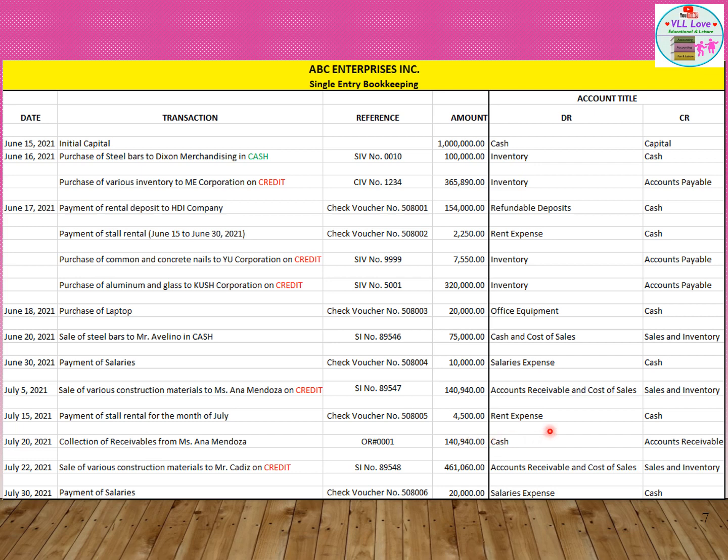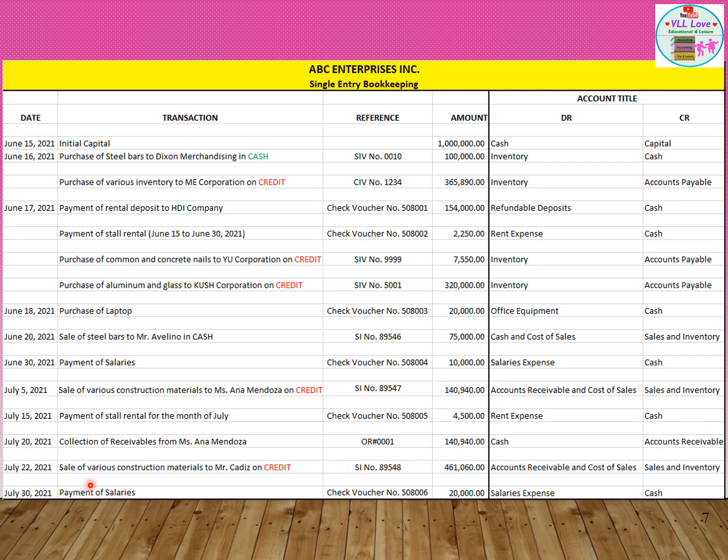So the account title is rent expense and cash. On July 20, ABC Enterprises collected from Miss Anna amounting to 140,940. So the account title is cash because there's a receipt of cash, and credit accounts receivable.